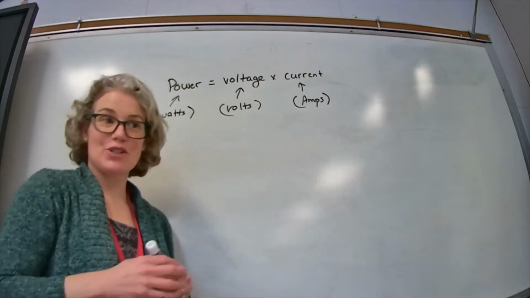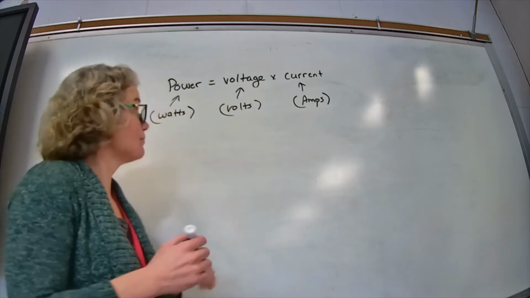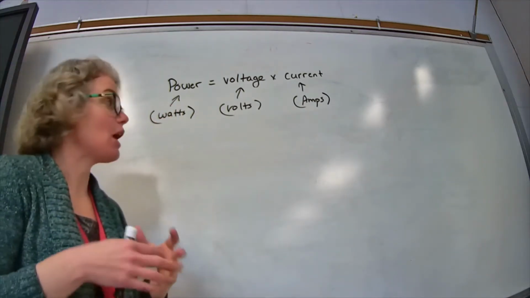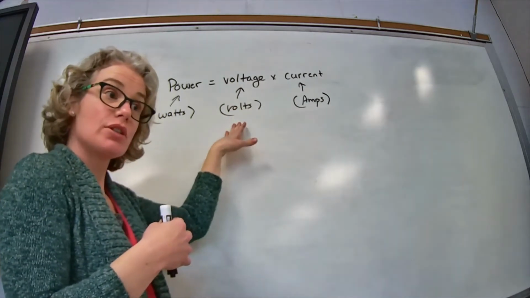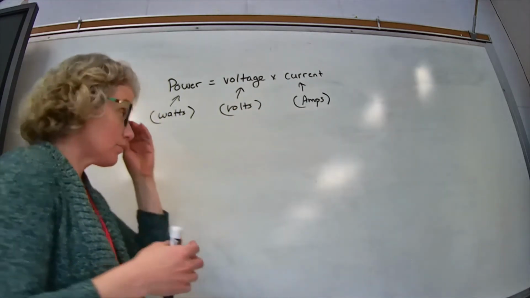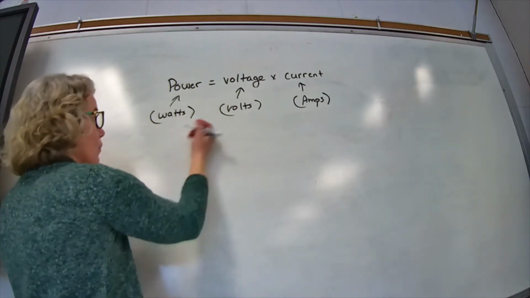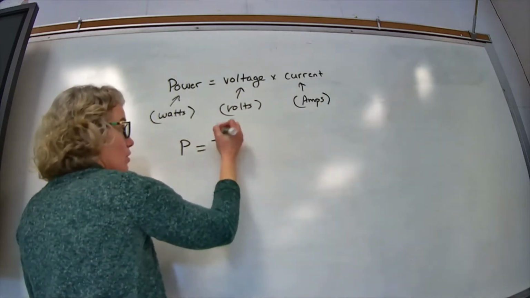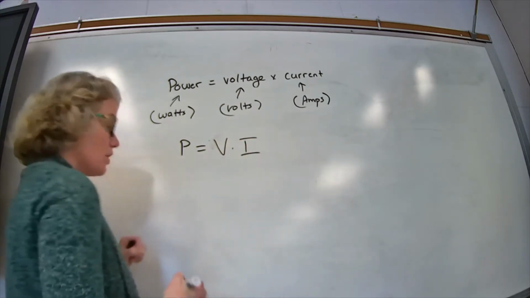Okay, today I wanted to talk to you about how to solve math problems related to power. So power is basically the rate at which current is pushed through a circuit. And just like any other equation, we can write it shorthand. Power equals voltage times current.